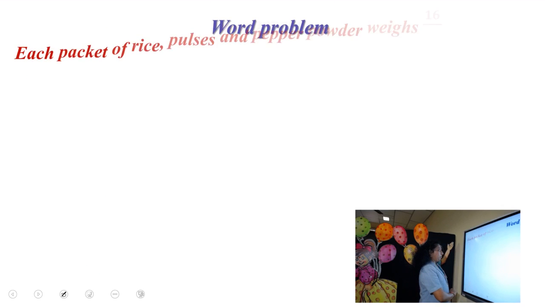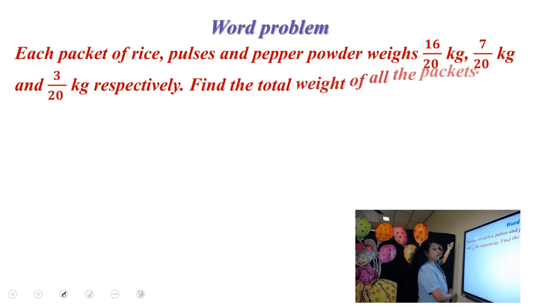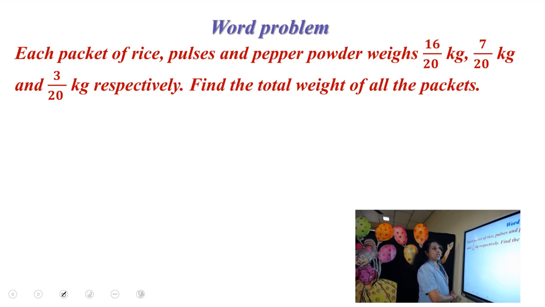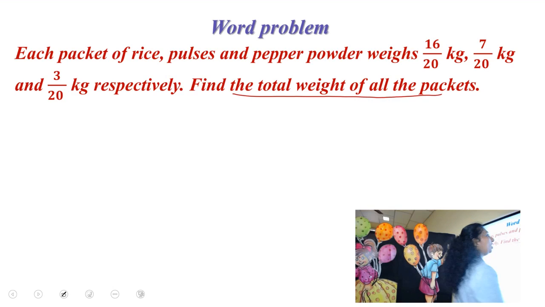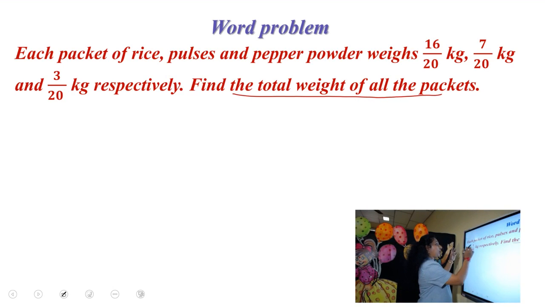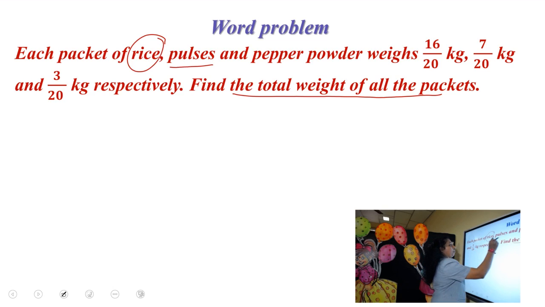Next is one word problem. Each packet of rice, pulses and pepper powder weighs 16 by 20 kilogram, 7 by 20 kilogram and 3 by 20 kilogram respectively. Find the total weight of all the packets. When a word problem comes, we have to write the steps. So how will you write? The final question is to find the total weight of all the packets. So we have to find the weight of each one, rice, pulses and pepper powder, separately. So the first step will be the weight of rice.